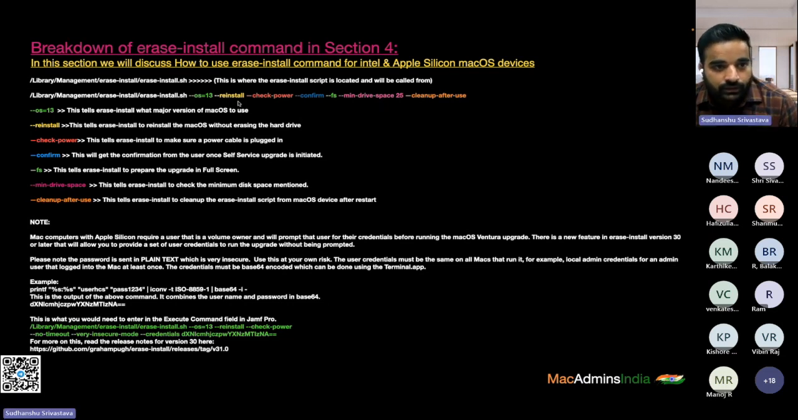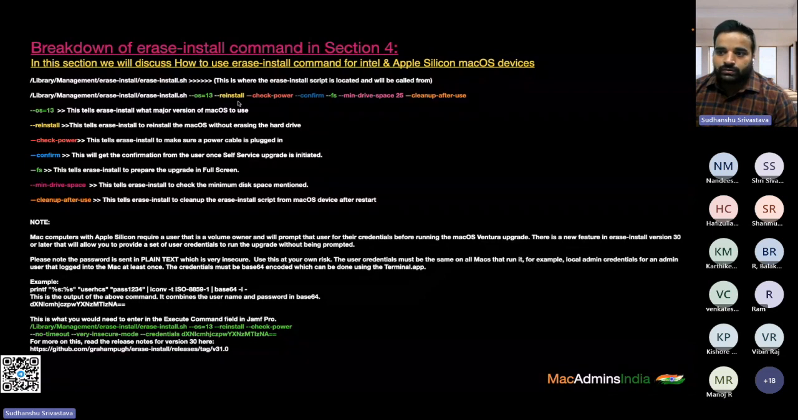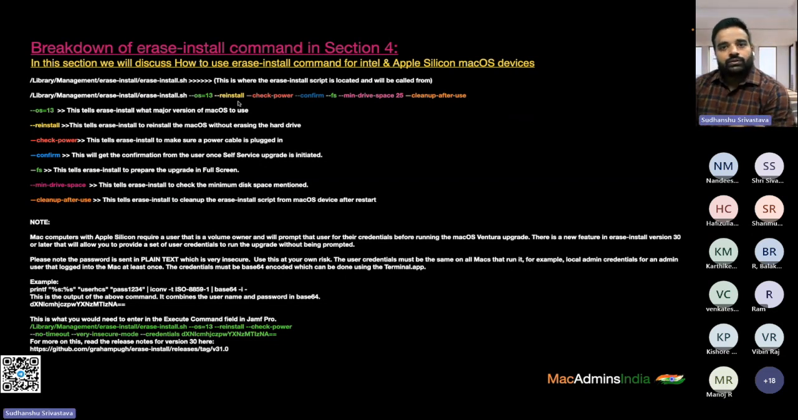Now OS 13 tells which major version of macOS to install. Suppose if we have Sonoma, we are going to use OS 14. We are applying limitations. We don't want erase-install to install just any version of macOS. We are controlling erase-install. We want only OS 13, any version 13.1, 13.2, 13.3, 13.4, 13.5, but we want 13.